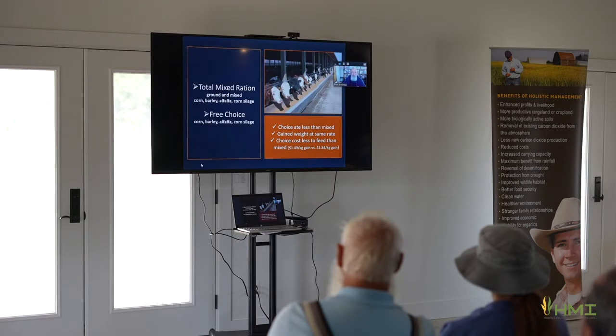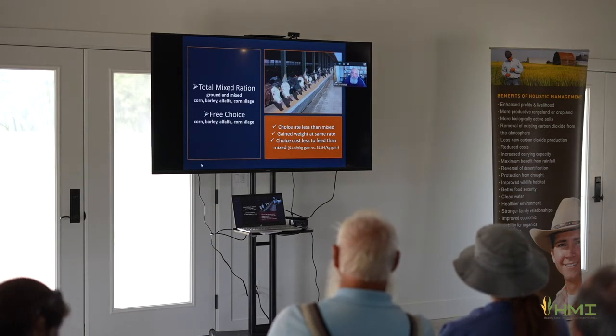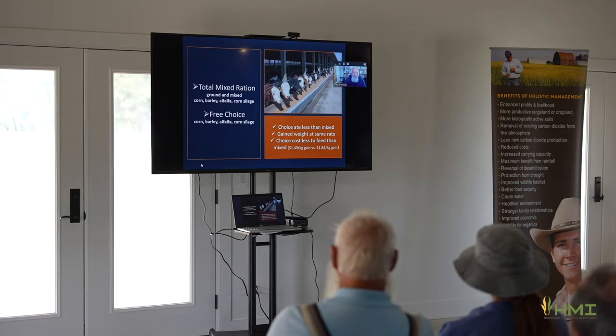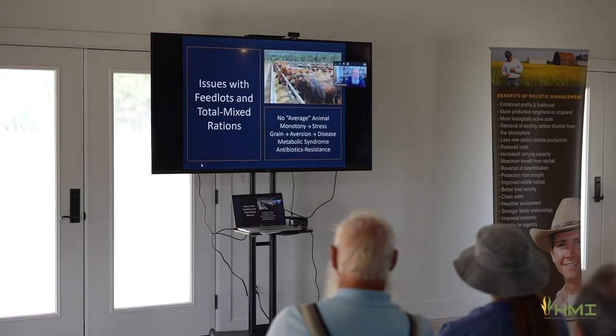We showed in a study with cattle, feeding a total mixed ration versus free choice, that the animals offered a choice ate less food, each individual was better able to meet its needs, and they gained weight at the same rate, but choice cost far less to feed than the mixed ration because they were eating less food. So there's a lot to think about in terms of choice and ability to choose. And that creates issues in feedlots.